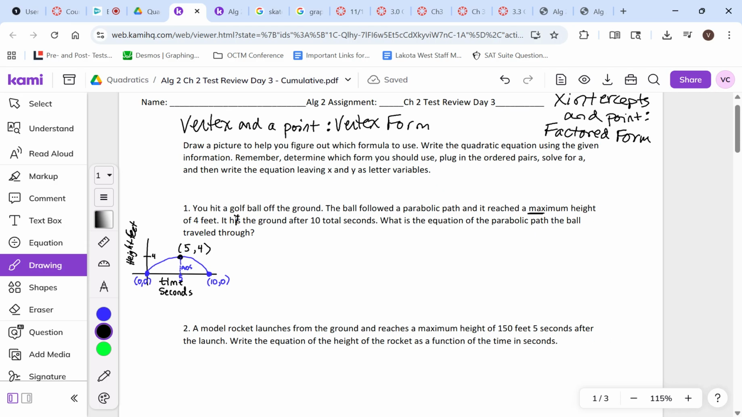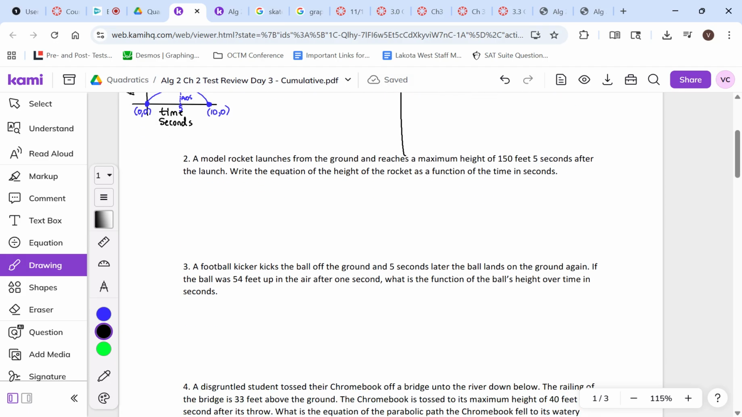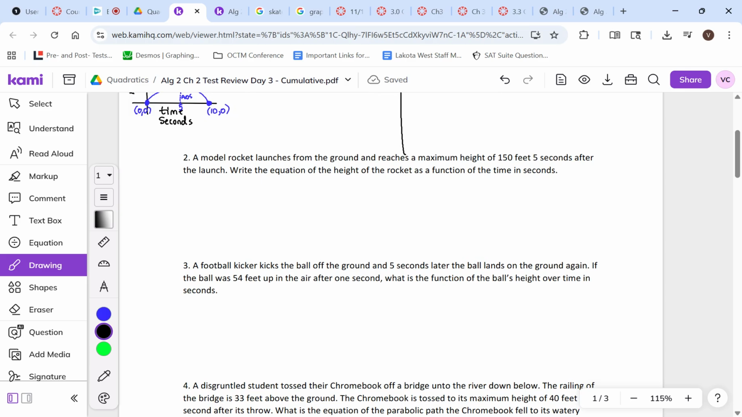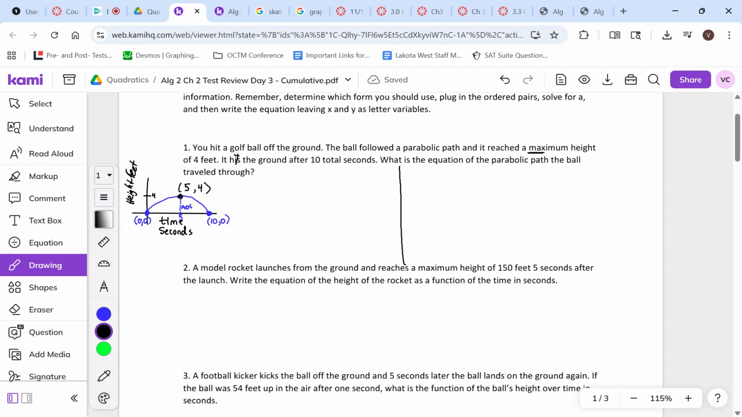So what I'm going to do is I'm going to do both, but you will get to choose which one you like better. However, some of these you will not get to choose. If you can't find the vertex and the x-intercepts, and I did that on purpose, some of these only give you the x-intercepts or only give you the vertex. If that happens, then you need to do it by that form only. Checking your answers is going to give you an idea if you've done it correctly.